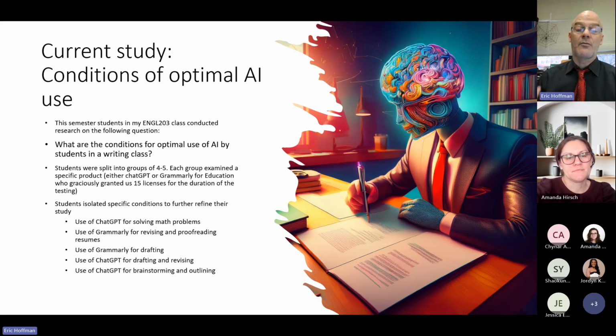As you can see, the students were roughly split into groups of 4 or 5. Each group either used ChatGPT or worked with Grammarly. They gave us a handful of licenses, 15 to be precise, to examine the Grammarly for Education product, to test that versus the free version versus some of the other products on the market, to see what, if any, difference that made within the equations. Spoiler alert, it didn't make much difference at all in terms of the results that we saw, but I'll talk about that in just a minute.